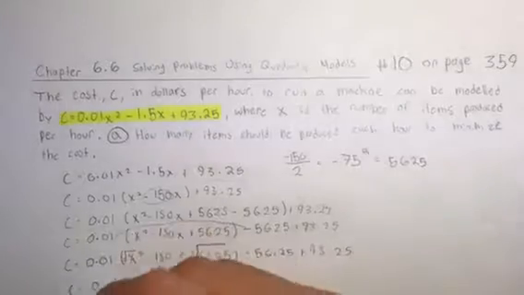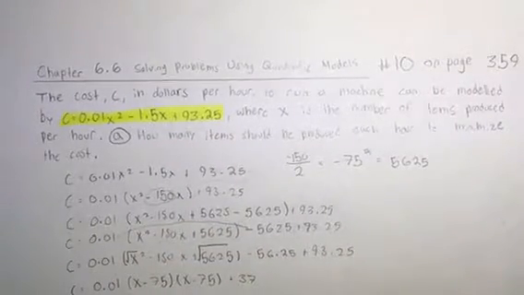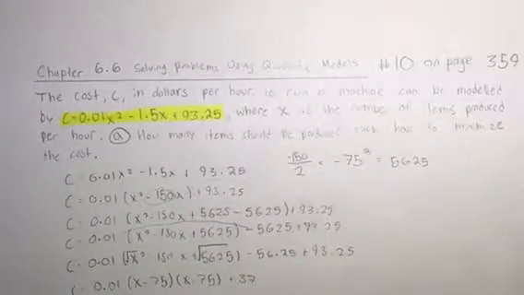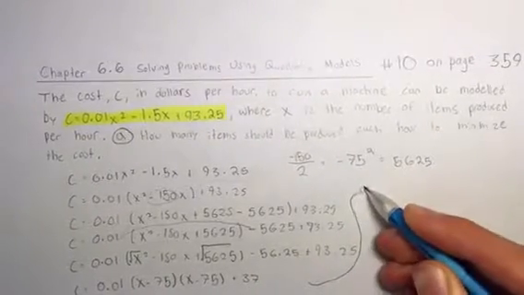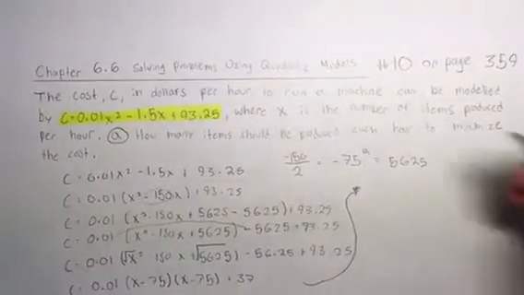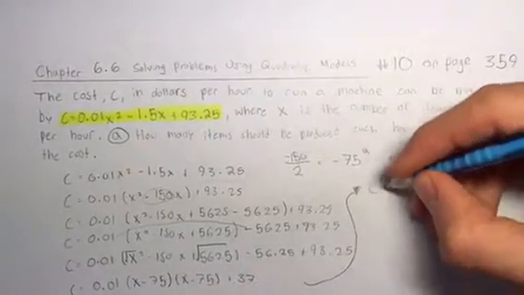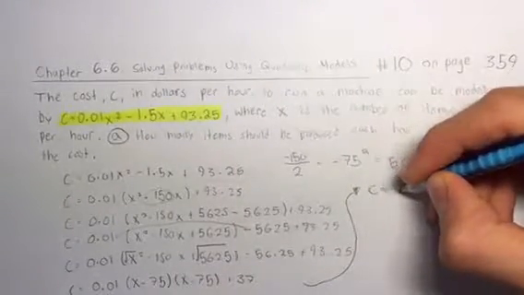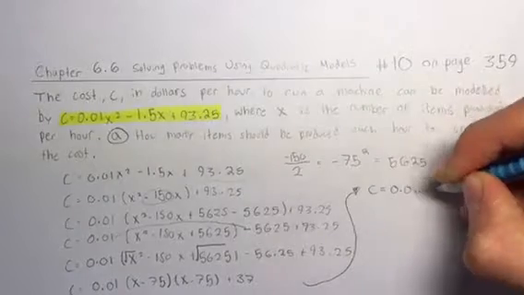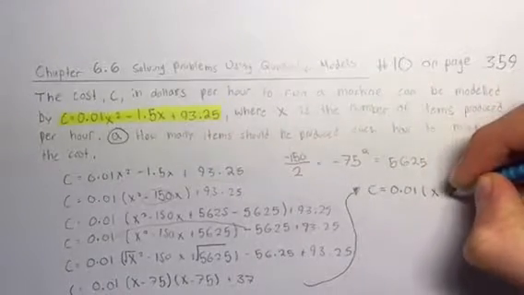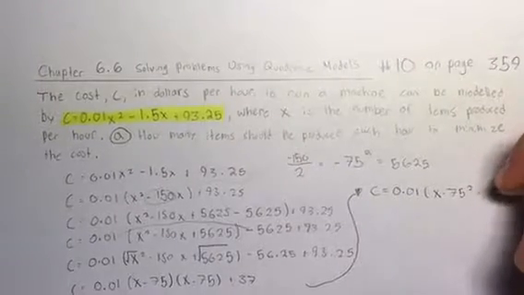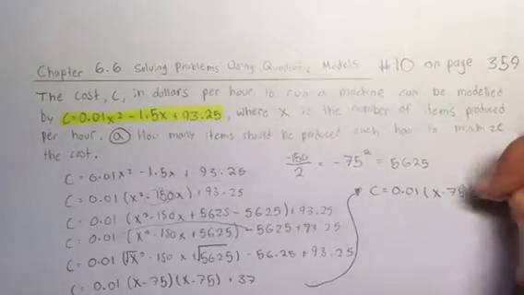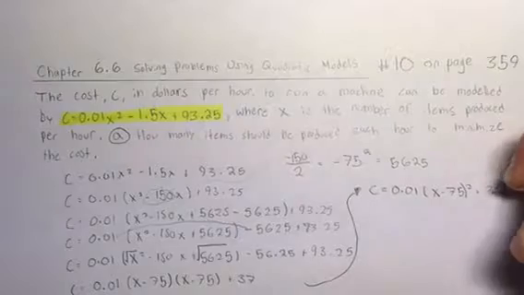And now, last step, we just need to simplify. Sorry, it was kind of going out, so I'll do the rest up here. Our final equation in vertex form is C equals 0.01 times x minus 75 squared plus 37.